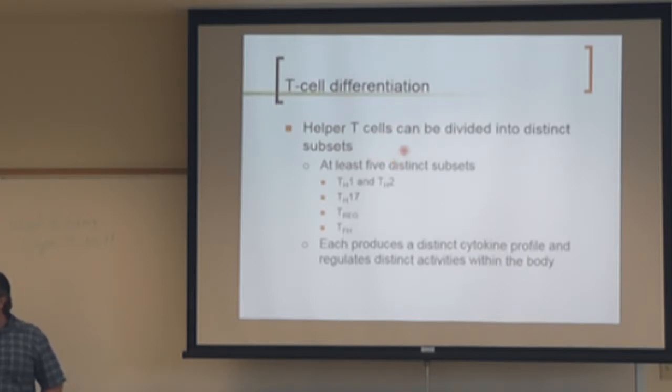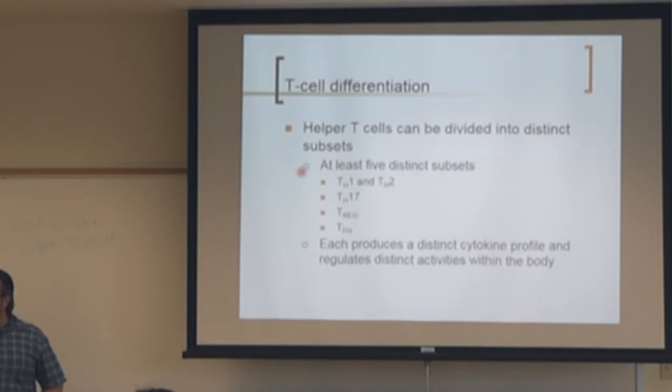And that is something that people are really interested in figuring out. So, helper T cells, they can be divided into these subsets and many more. We're just going to talk about these, but they are not limited to these. There are more. So at least, we say at least 5 distinct subsets. Th1s and Th2s were the first ones that people were able to see in vitro.